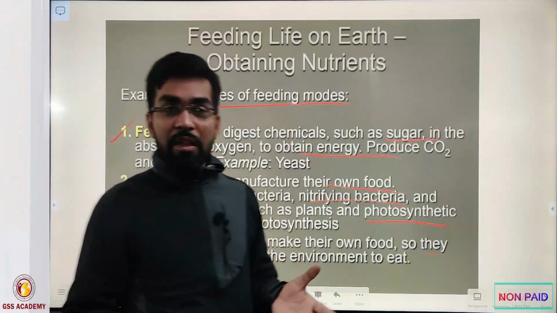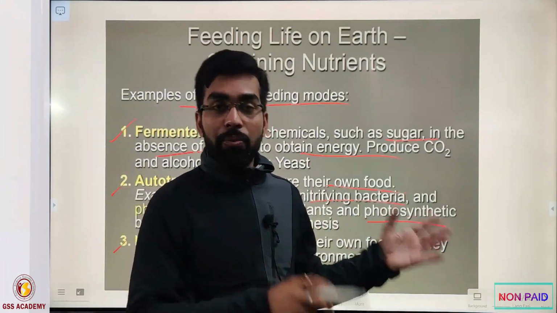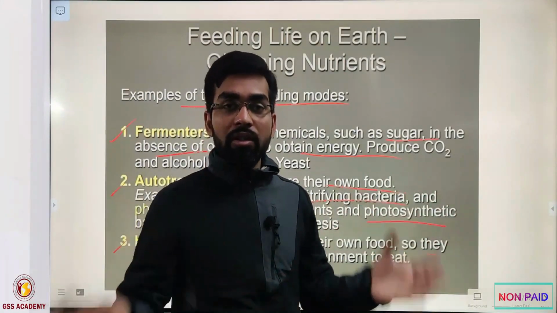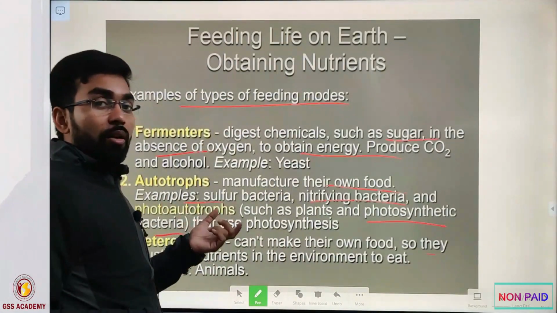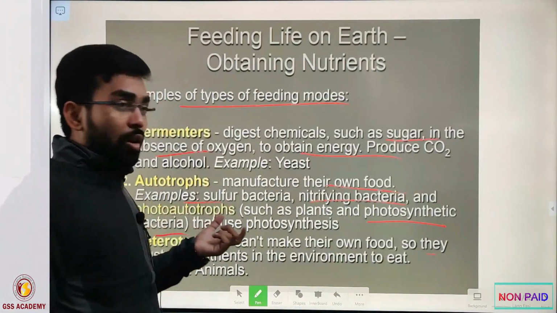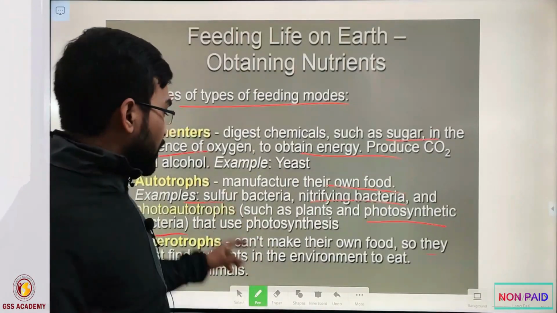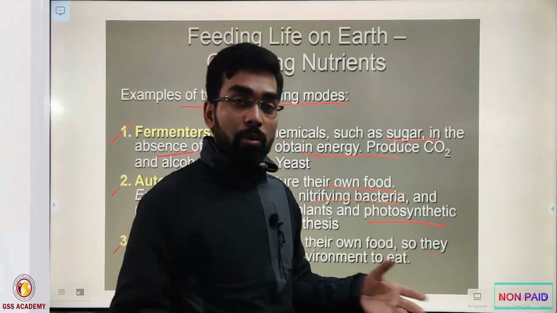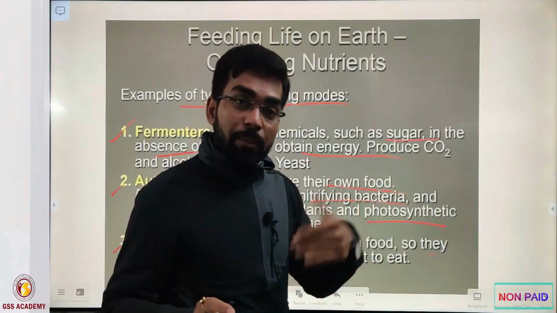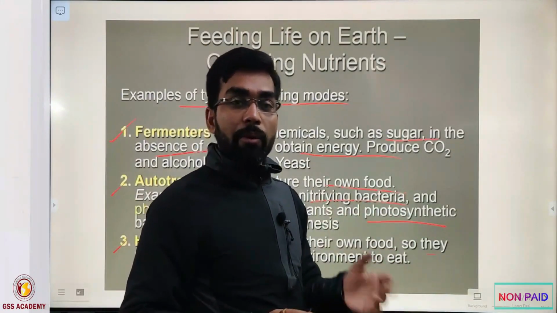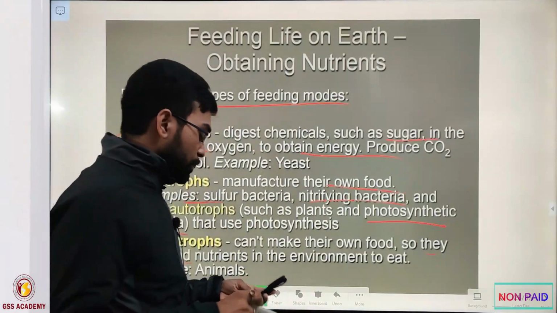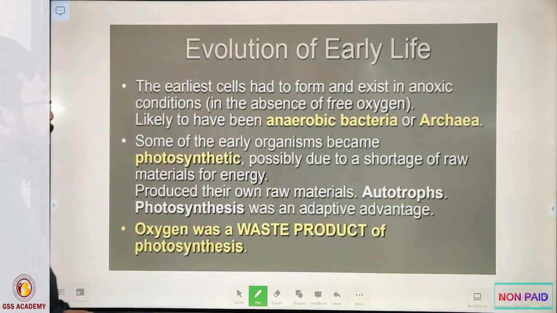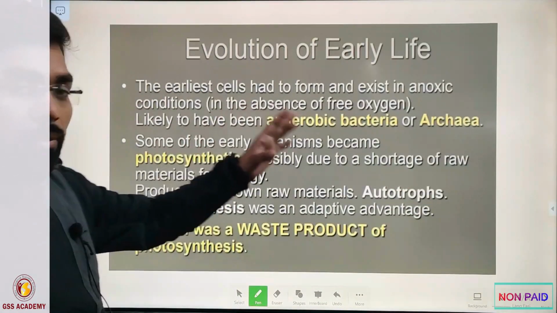But the nutrition is not enough to feed all these animals, all this life. That is why the abundance of autotrophs increases: they make their own food, because they are not dependent on the hydrothermal vent or on other sources. They can make their own food. So now, the evolution of early life.